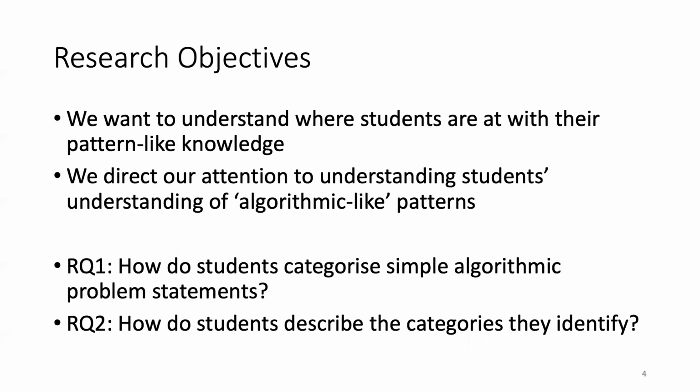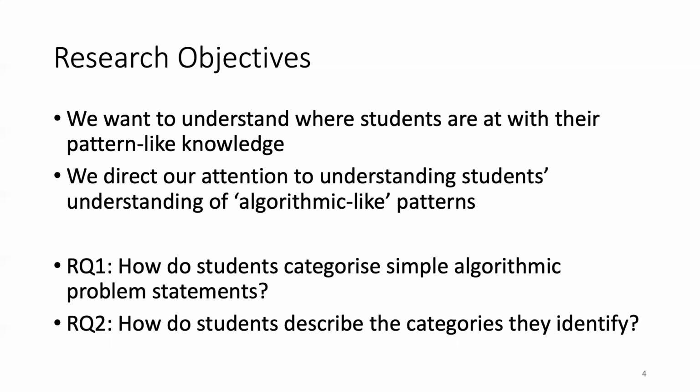Constructivist theory suggests it's probably a good idea to know what students know before we even think about trying to teach them. So we want to understand where students are at with their pattern-like knowledge, and hopefully, once we've figured that out, we'll be able to build upon that knowledge with more targeted instruction. There are too many different types of patterns for us to focus on in one study, so we direct our attention to students' understanding of algorithmic-like patterns. Algorithmic patterns are simple patterns often focused on processes such as finding the maximum value in a list or searching for a value in a list.